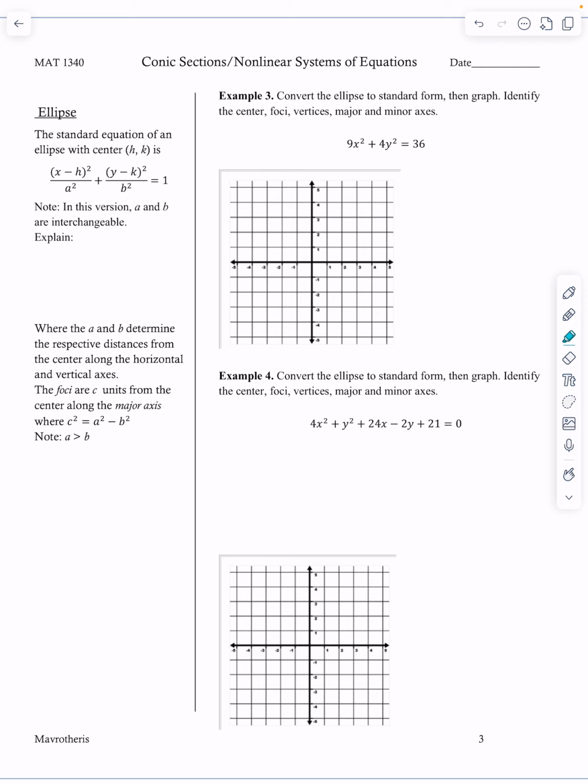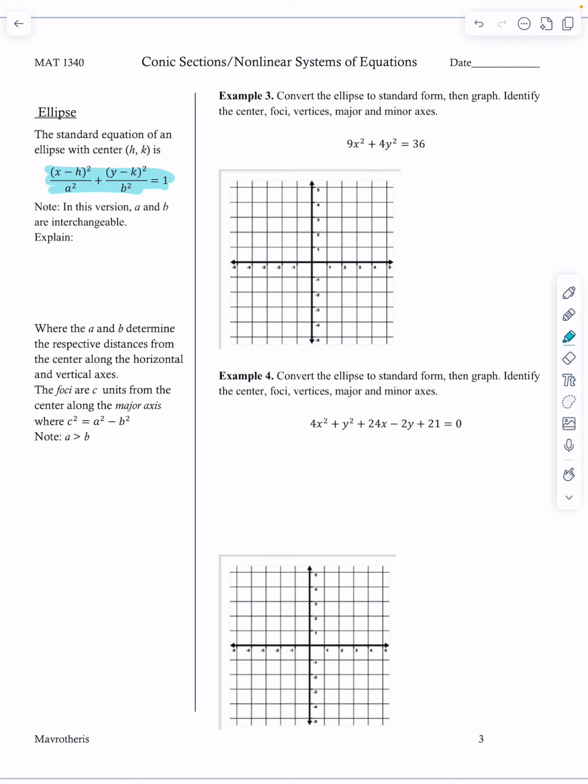So we've got the standard equation of an ellipse. We've got the x minus h squared plus y minus k squared. But notice this time it equals 1. And both our x term and our y term are divided by something. Now, we are not going to get really hung up on a and b. Know that they're interchangeable. Whatever is under the x goes with the x. That's going to be our horizontal stretch. And whatever is under the y goes with the y. That's going to be our vertical stretch.